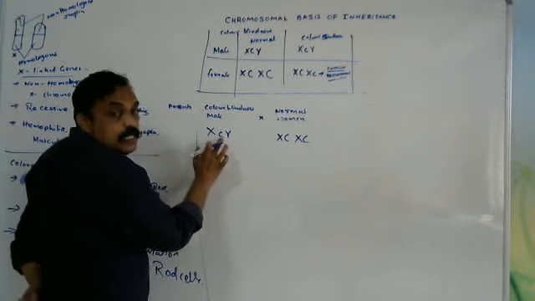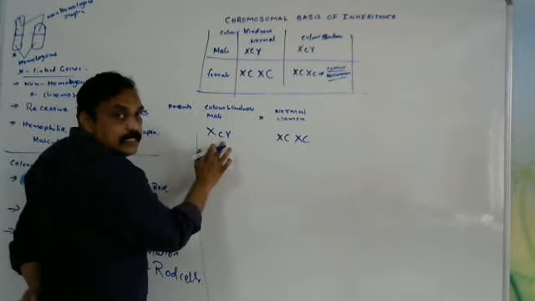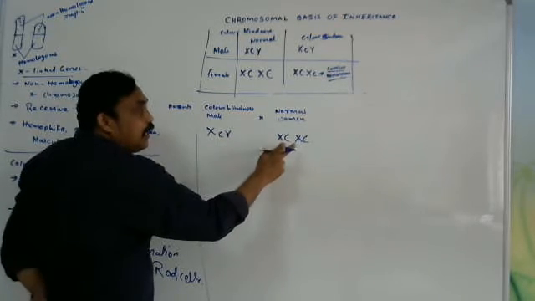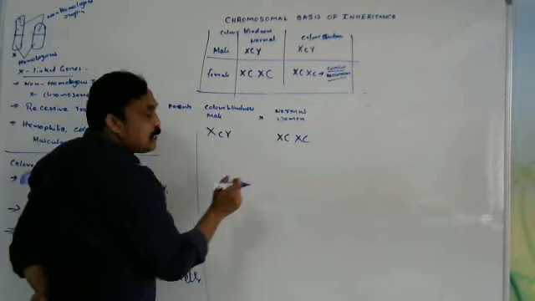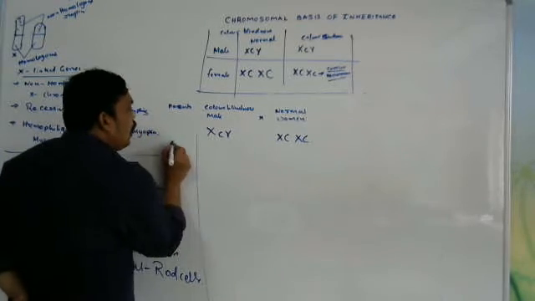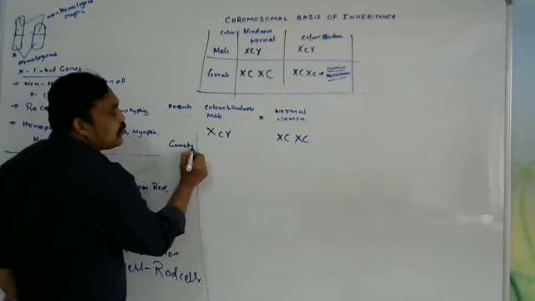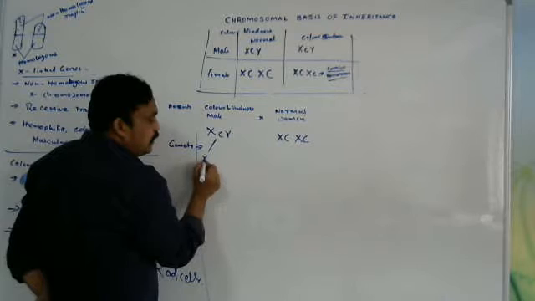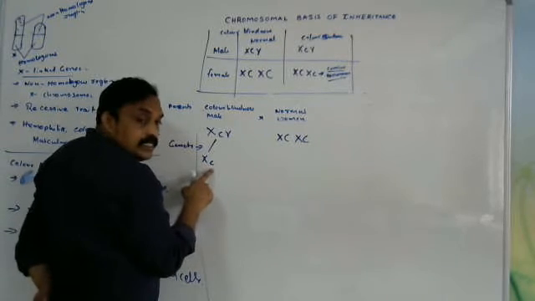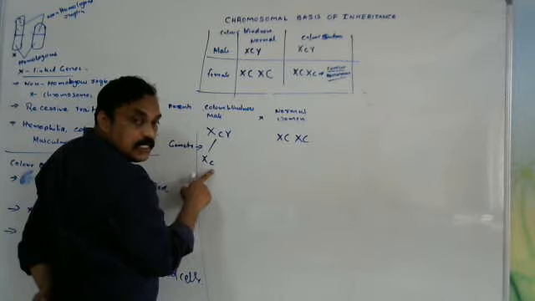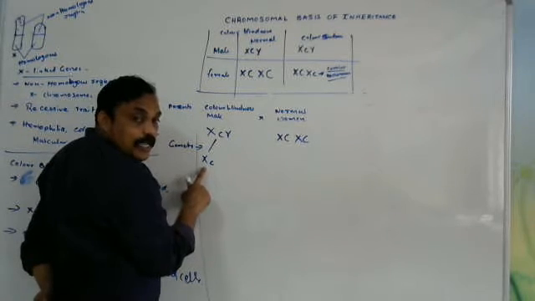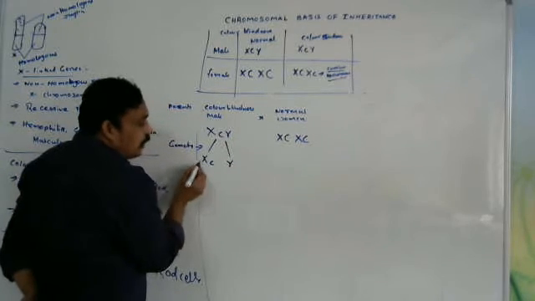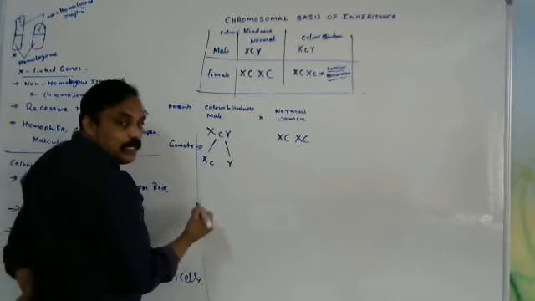Small c is the recessive trait. It is an X linked gene, and this X linked gene is the cause of color blindness. In the normal woman, it is X capital C, X capital C. Now gamete formation; gametes means sperm and ovum. Small c is an X linked gene only, so I am writing X small c, and here capital Y. So the gametes are X small c and capital Y.